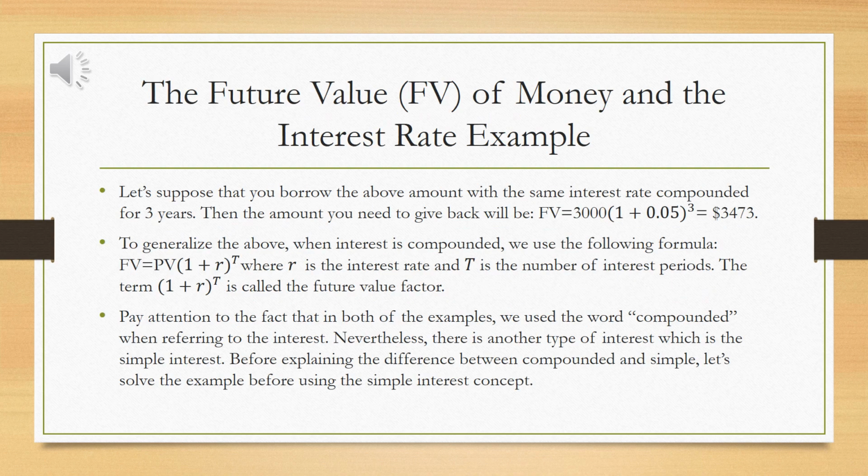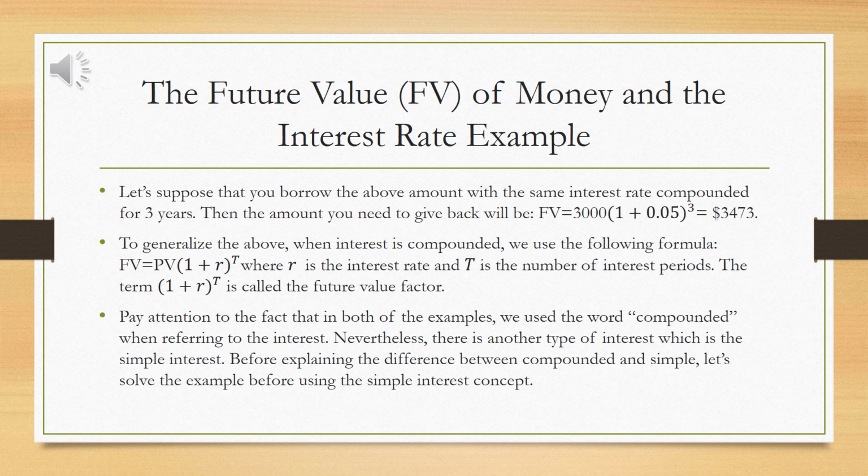$3,150. Let's suppose that you borrow the above amount with the same interest rate but compounded for 3 years. Then the amount you need to give back will be 3,000 times (1 plus 0.05) to the power 3, which is $3,473.